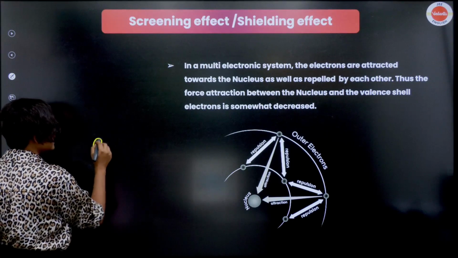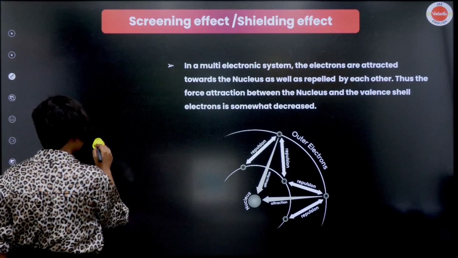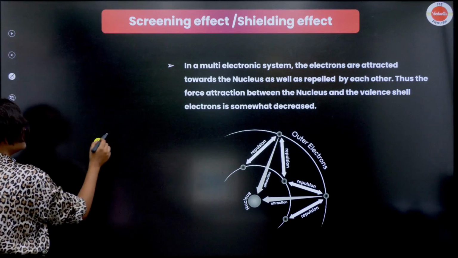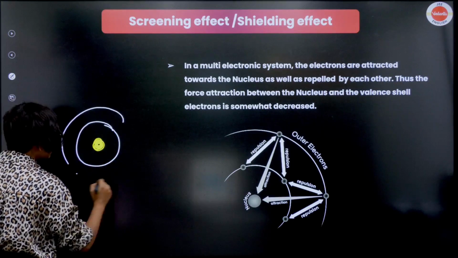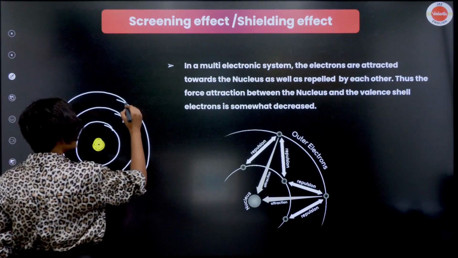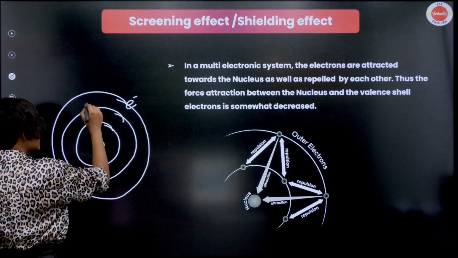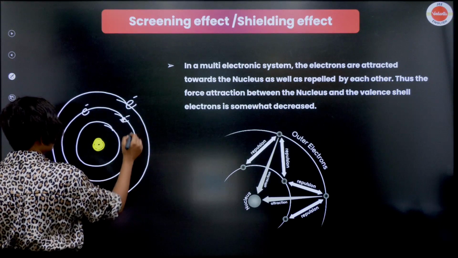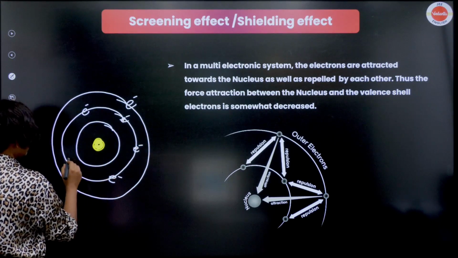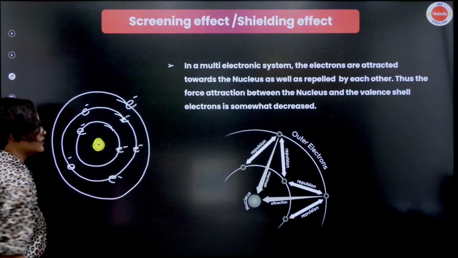Let's say that this is my nucleus, the yellow color part is my nucleus. Correct, everybody. Now, this is my shell. This is also another shell. This is also another shell. Now, let's say that I have an electron right here. But I will obviously have electrons here, and here, and here, and here, and here, right?